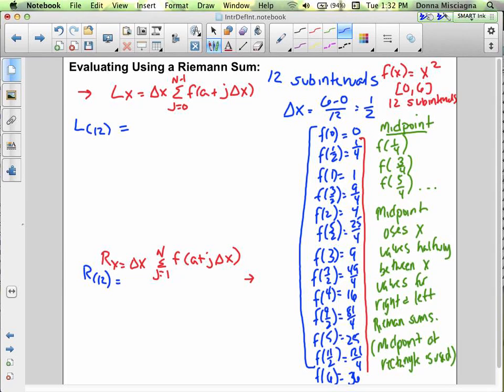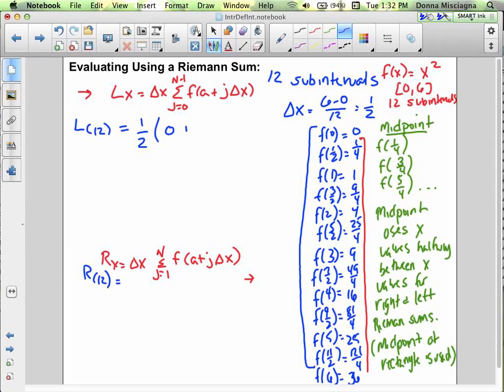We're going to take the change in x, which is just our ending value, 6, minus our starting value, 0, divided by the number of subintervals. So our change in x is 1/2. So we're going to multiply that 1/2 times all the rectangles, and the values we use are the left-hand ones.